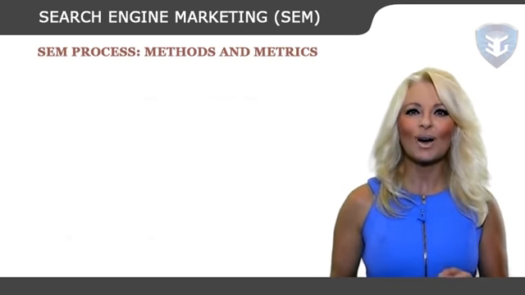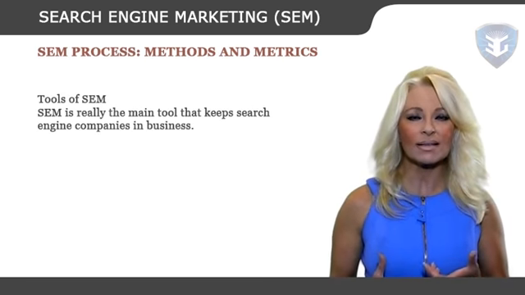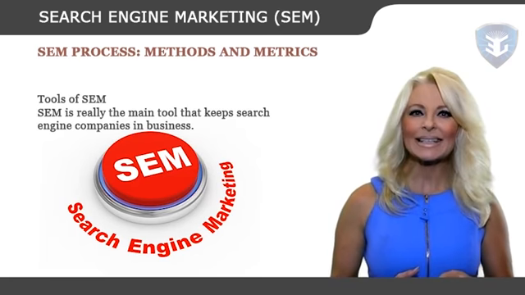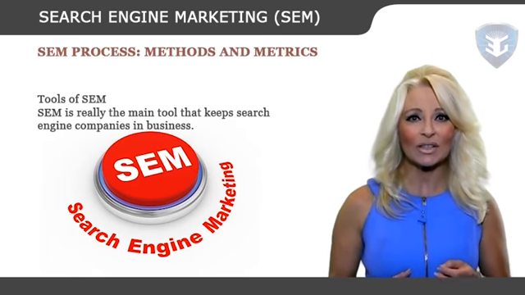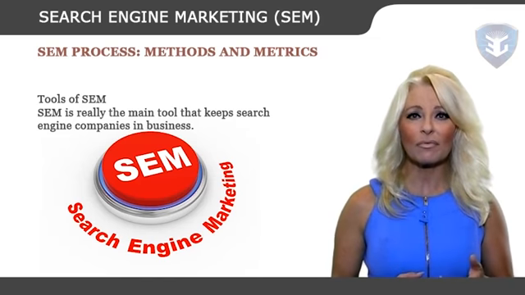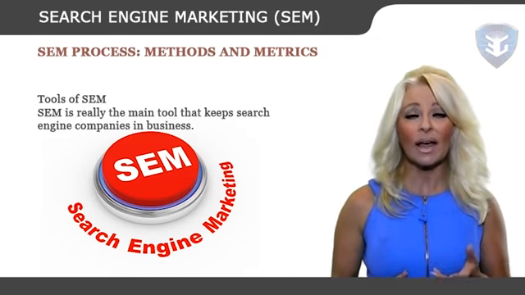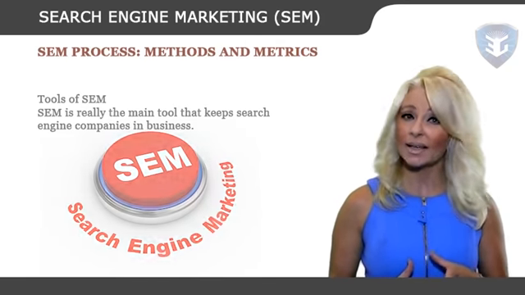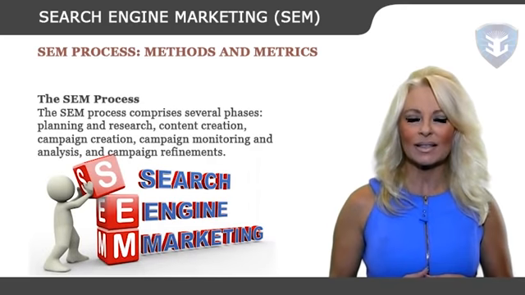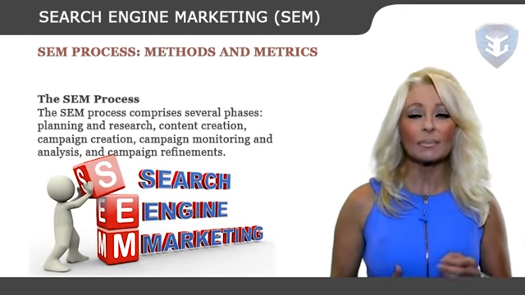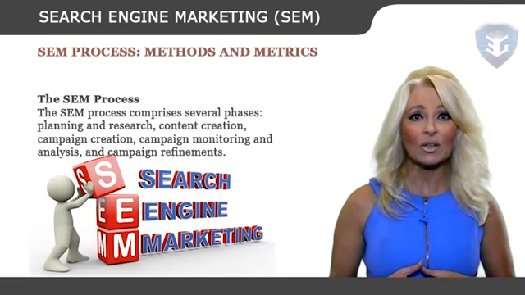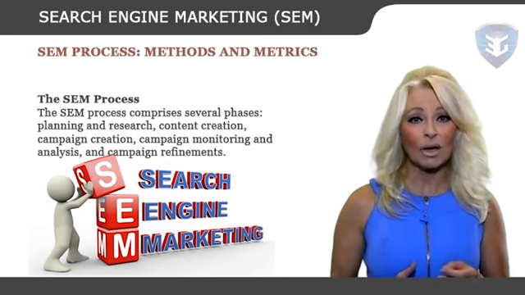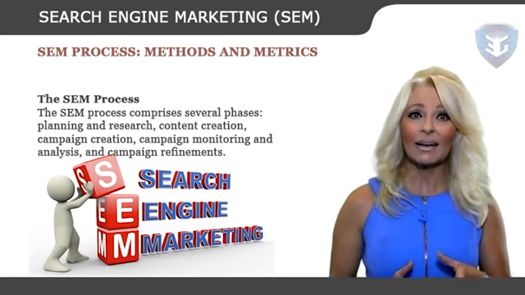We shall now talk about the methods and metrics of the SEM process. Tools of SEM. SEM is really the main tool that keeps search engine companies in business. We primarily refer to two important platforms that have been popularized by Google, Google AdWords and Google AdSense. The SEM process. The SEM process comprises several phases: planning and research, content creation, campaign monitoring and analysis, and campaign refinements.